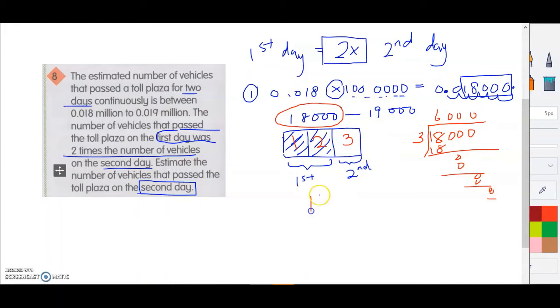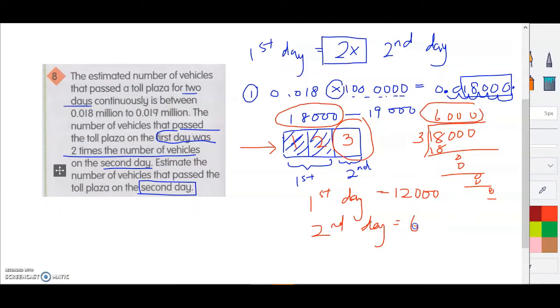So for first day, it has 2 parts, right? You can see here I shaded 2 parts. So 2 times 6,000 is 12,000. Whereas for second day has only 1 part. Only 1 part. So 1 part is 6,000.